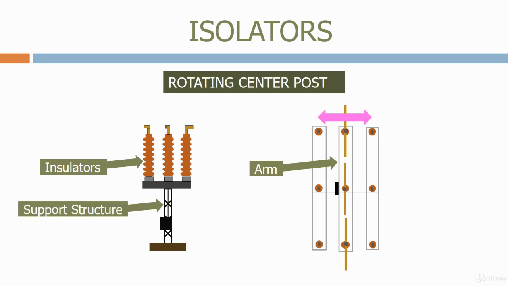Next we have the support structure for the isolator. This keeps the live elements of the isolator away from the ground. The key distance here is the distance from the bottom of the insulator to the ground, and the clearance distance from the live bus bar to the ground. The higher the voltage level, the higher the support structure will be. Next we have the mechanism box, which operates the isolator. As we said previously, isolators can either be manual or motorized.